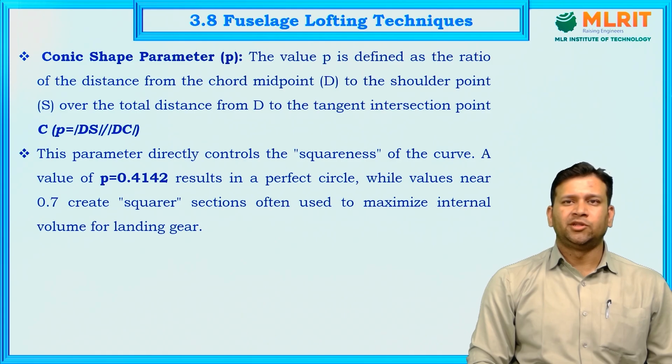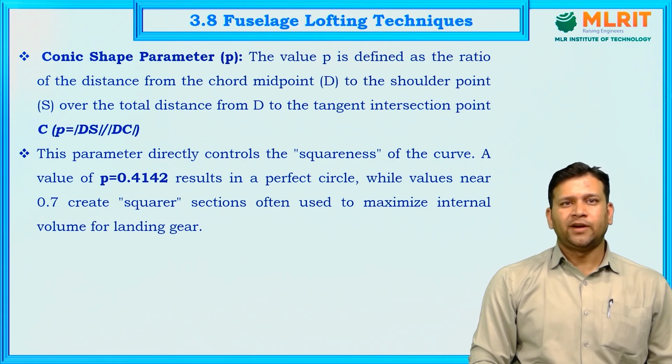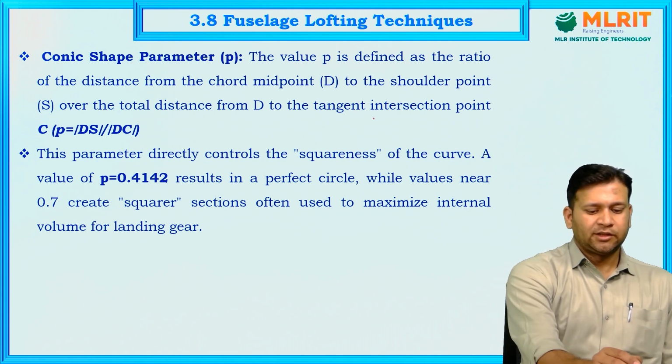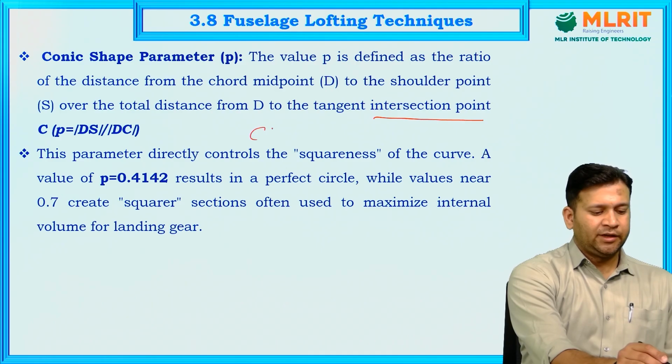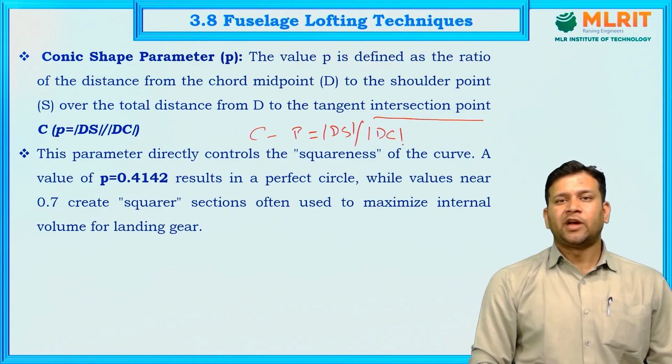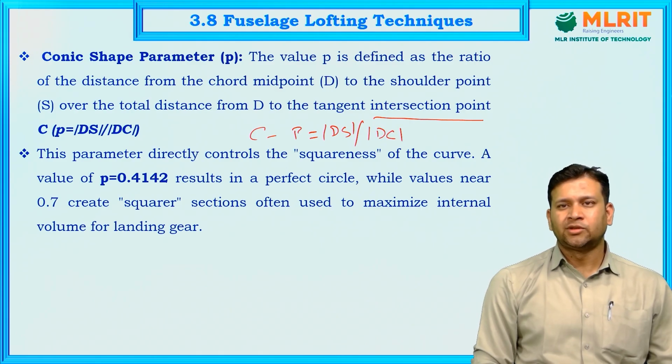Conic shape parameter. The value P is defined as the ratio of distance from the chord midpoint to the shoulder point over the total distance from D to the tangent intersection point. We have the equation here: for C, P equals ds upon dc. This parameter directly controls the squareness of the curve.